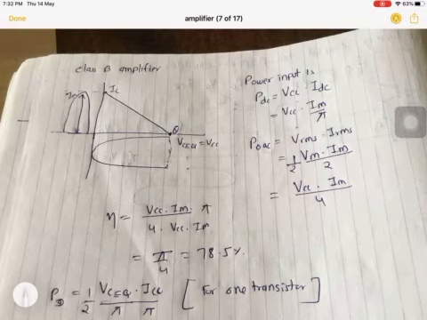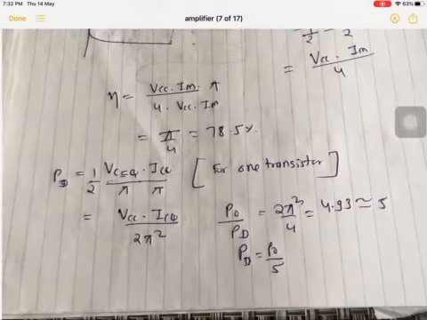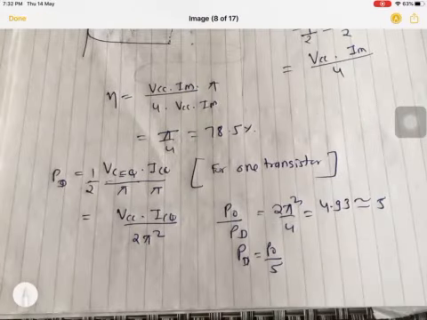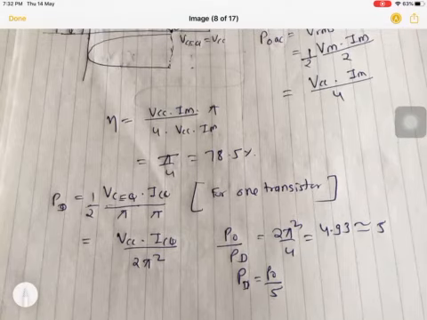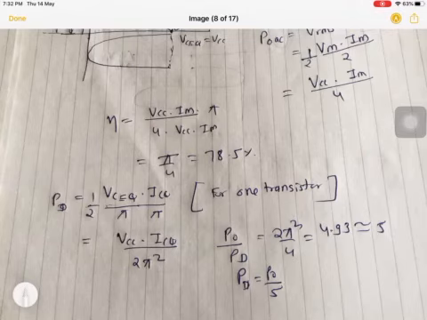Now the second parameter, which is power dissipation. Okay, let's go into that. Power dissipation, again half is because I am talking about one transistor. VCEQ and IC both are only half wave in this case. So for one transistor we have VCEQ into ICQ divided by pi into pi. In this case VCEQ is equal to VCC, so I am replacing VCEQ by VCC. So VCC into ICQ divided by 2 pi square.